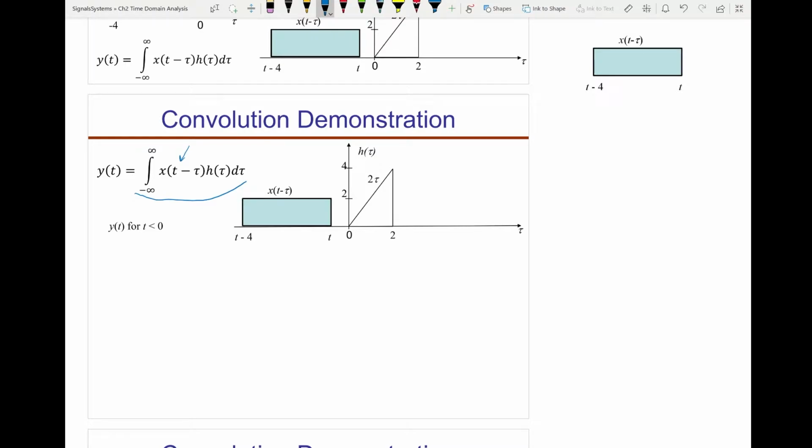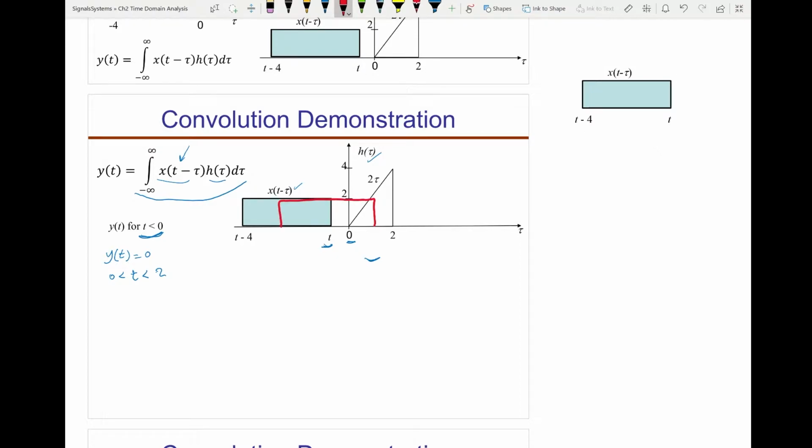So let's start with t less than 0. As long as t is less than 0, there will be no overlap between x of t minus tau and h of tau. And this product will give you 0, since there is no overlap, as long as t is less than 0. So then y of t will equal 0. Now what happens if t is larger than 0, but less than 2? In this case, there will be partial overlap.